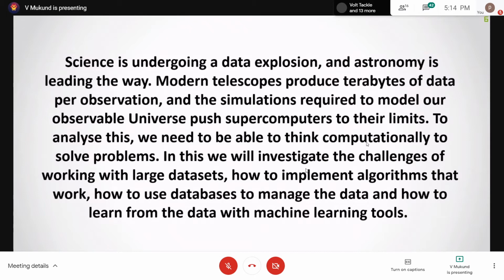To analyze this, we need to be able to think computationally to solve our problems. Through this talk, we'll investigate the challenges of working with large data sets, how to implement algorithms to work with them, how to use databases to manage the data, and how to learn from the data with machine learning tools. So this is the general outlook of what we will be learning in this talk.